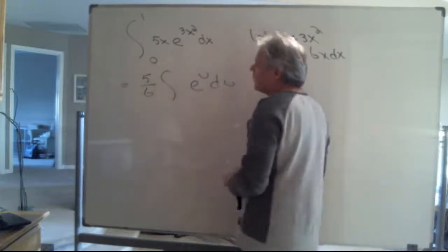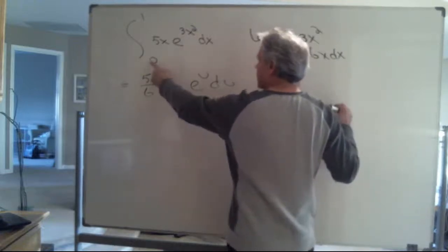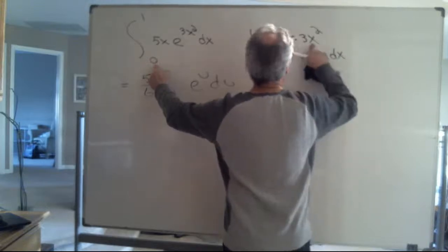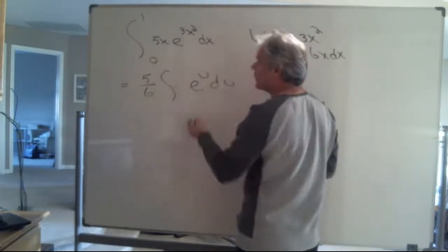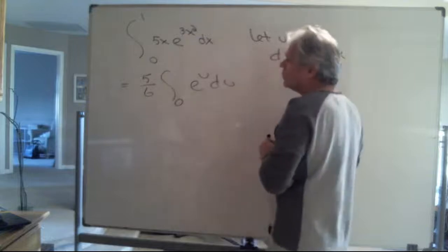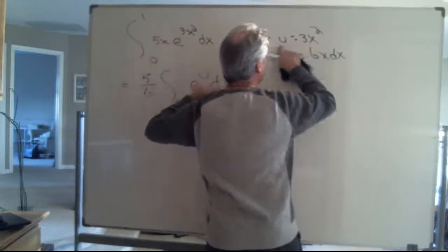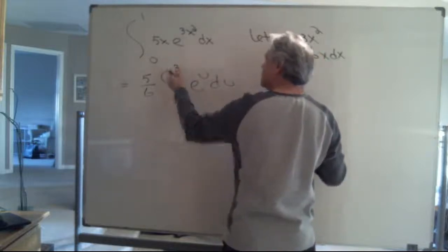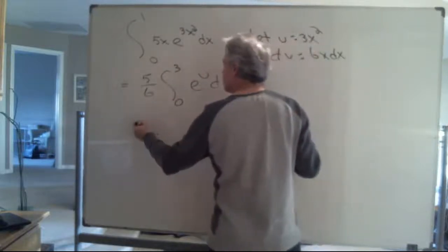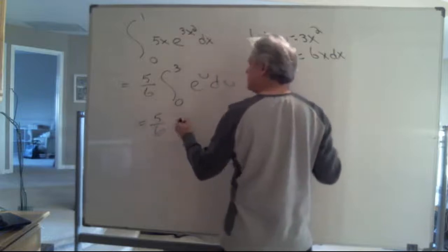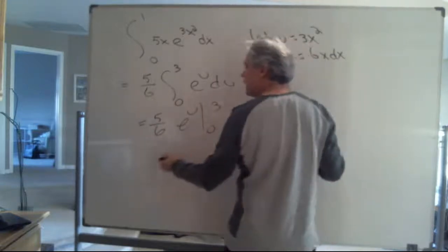Technically speaking, my old lower bound of integration for x is 0. Correspondingly for u, it turns out to be the same thing this time around. But notice how the old upper bound of integration 1 for x, when I plug 1 in for x here, gives me the corresponding upper bound of integration for u to be 3. Now anti-differentiate and evaluate.